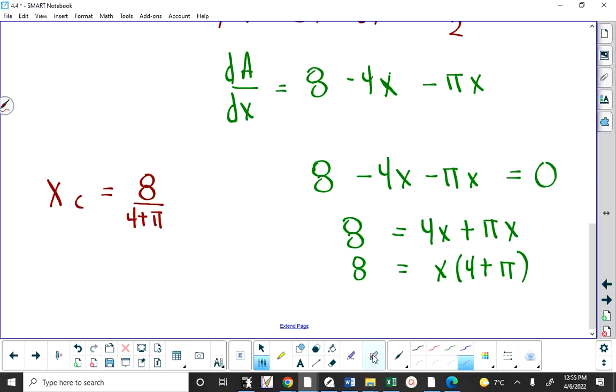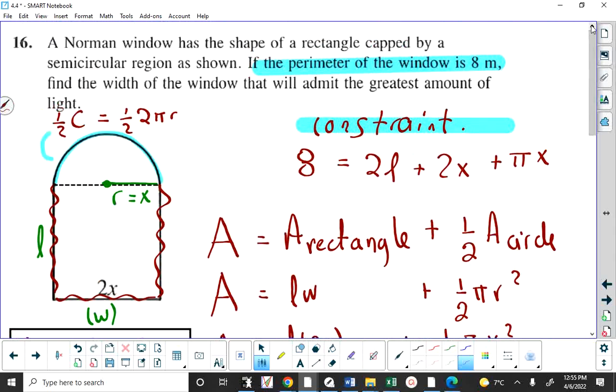Now, we want to be careful that we don't just say, well, that's the answer to the question. We have to look at what the question was actually asking, which I've long since forgotten. What is the width of the window? Okay. Well, the width of the window is 2x. We found x. So I need to multiply that.